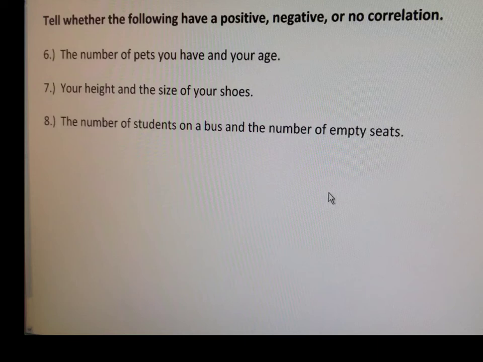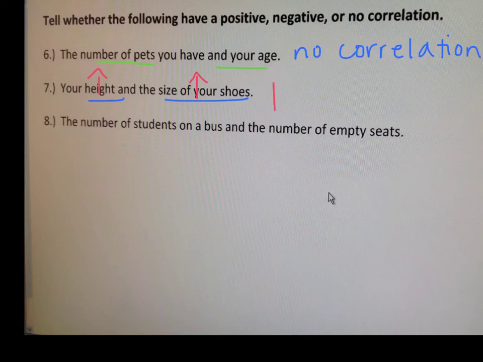Okay, the first one, it says the number of pets you have and your age. Well, once again, how many pets you have has nothing to do with your age. So that is no correlation. Okay, number 7, your height and the size of your shoes. Well, think about it. As you get taller, usually your shoe size is going to go up. And again, this is for the most part. There's going to be some outliers, but for the most part, that's positive.